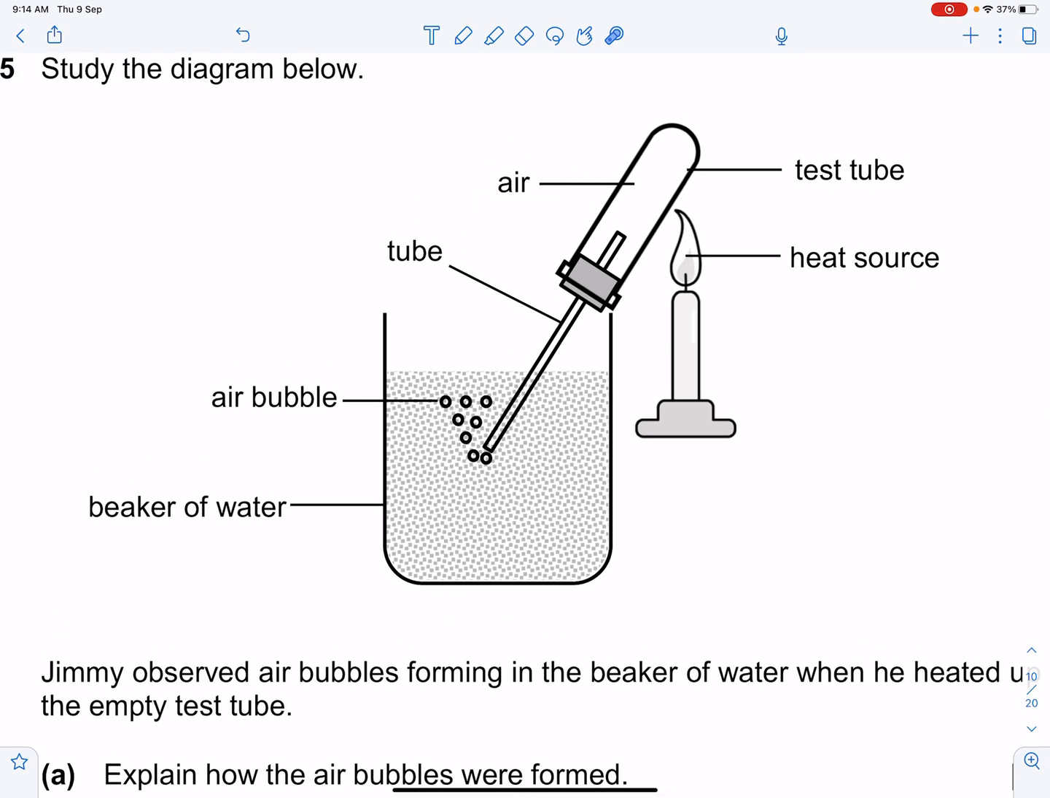So I want you all to think: if something is getting heated up, what happens to it? It gains heat, and more often than not, it will expand. When it expands, it increases in volume. When it increases in volume, there's not enough space in the test tube to contain all the expanded air. It will be forced out or pushed out, causing the bubbles to form.